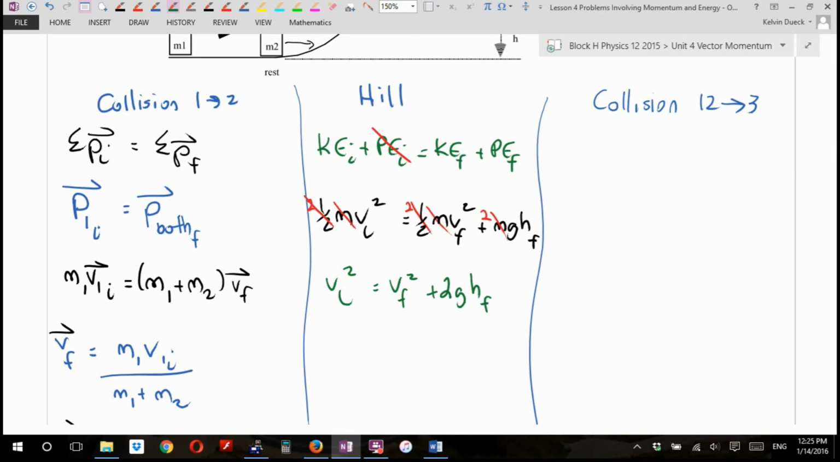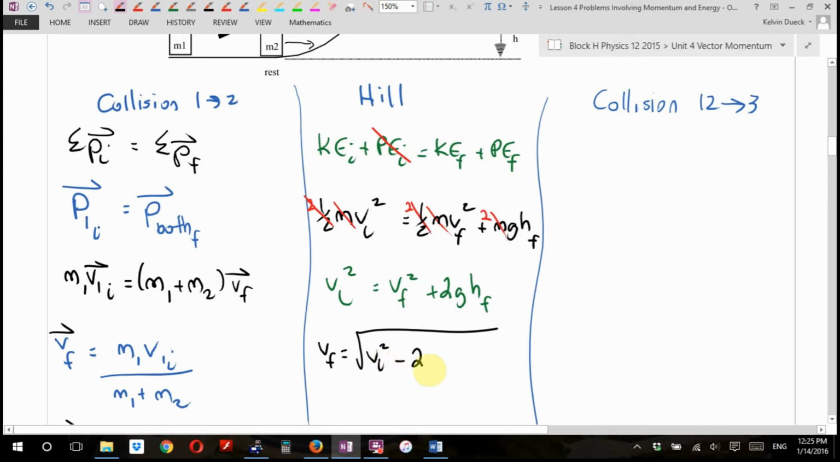How would I get the VF by itself? Every once in a while, for some reason, in these energy equations, kids divide rather than subtract. I have no idea why. It just happens. Definitely minus and then square root. In fact, I think I'm going to get this: VF equals the square root of VI squared minus 2 g h final.